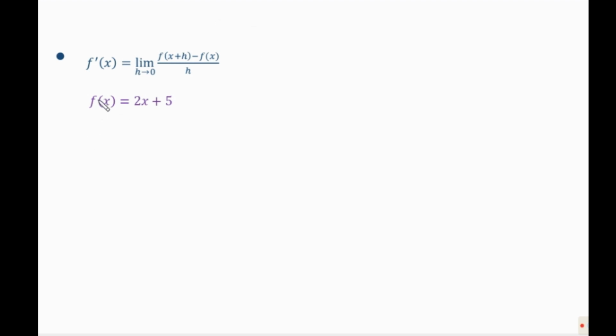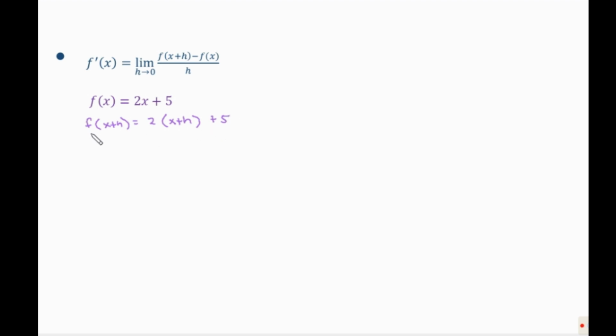Let's have here f of x is equal to 2x plus 5. Again, let's find f of x plus h first. f of x plus h is equal to the variable x replaced by x plus h. So that will be 2 times the quantity of x plus h, plus 5.